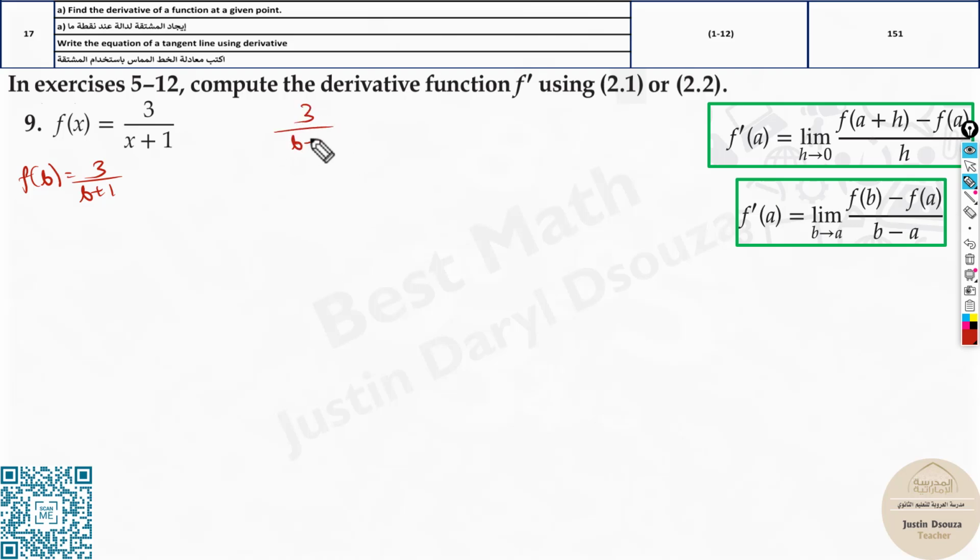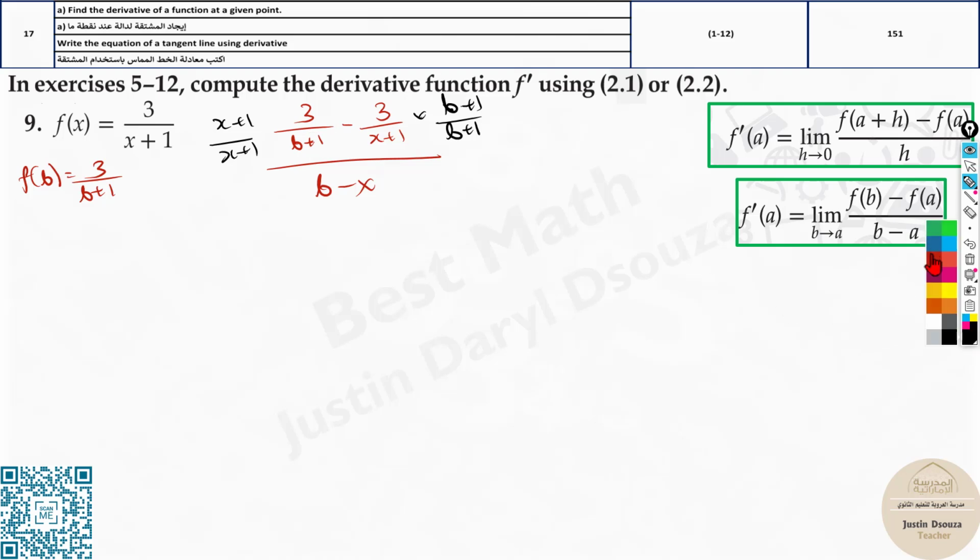So here we have 3 by b plus 1 minus 3 by x plus 1, divided by b minus x. Now here there is a little bit of a problem. The denominators are not matching, isn't it? So what you need to do in such cases is, whatever is the denominator here, you multiply over here and divide it over here, b plus 1. And for this denominator, on the other side, x plus 1 multiply and x plus 1 divide. That's the concept.